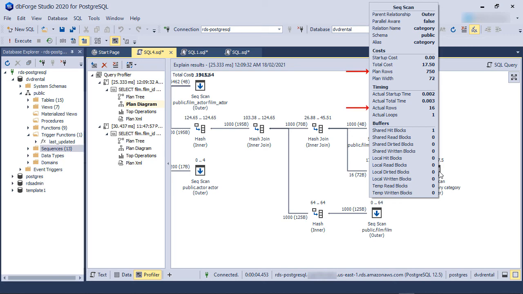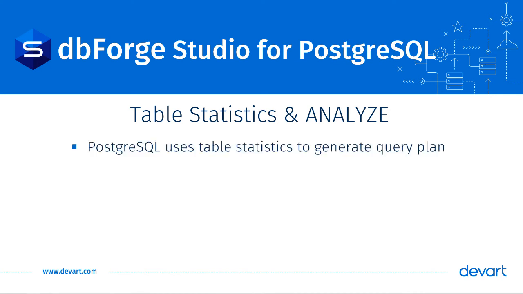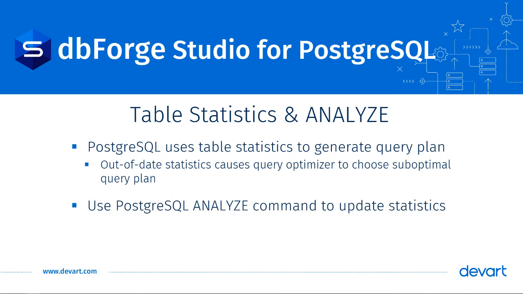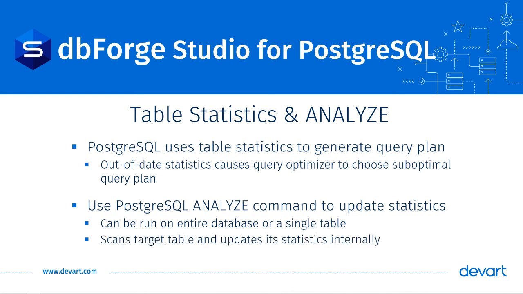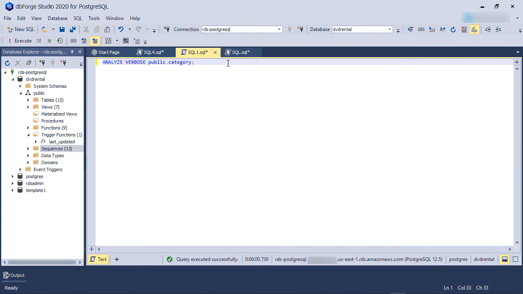for the category table. Now, PostgreSQL uses table statistics to generate its query plan. If a table's statistics are out of date, the query optimizer will choose a suboptimal query plan. To address this, you can run the analyze command. You can run analyze on the entire database or specific tables. When you run analyze, Postgres will scan the target table and update its internal statistics. So let's run the analyze command on the category table in a separate tab.